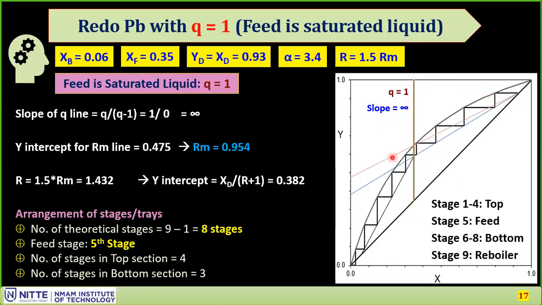So you can calculate Rm, then you calculate R using the same 6-step method. You calculate Rm as 0.954, R is equal to 1.432, and you find that the number of stages is equal to 8. In the previous problem we got 7 stages, here we get 8 stages. Same procedure you follow with Q is equal to 1.